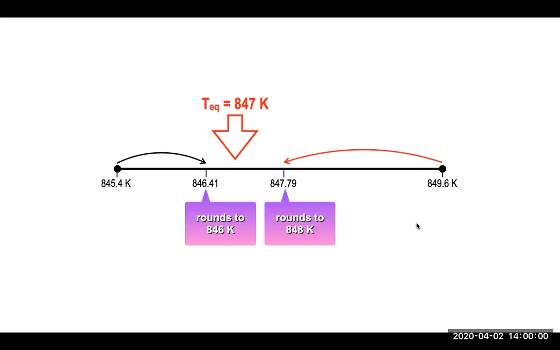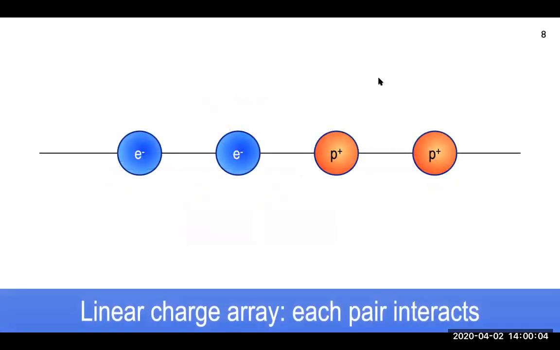All right. Let's go to the next slide. And I want to talk here about the linear charge array. Some very simple examples of this are in the last lecture and also the last homework. Now this is a linear charge array. The electrons are negative charges, the protons are positive charges, and they're all arranged in a line.